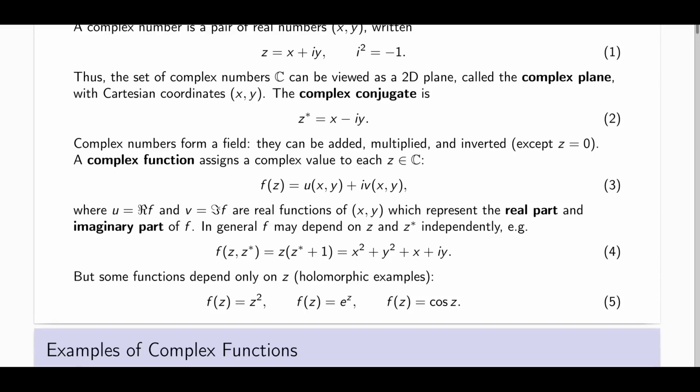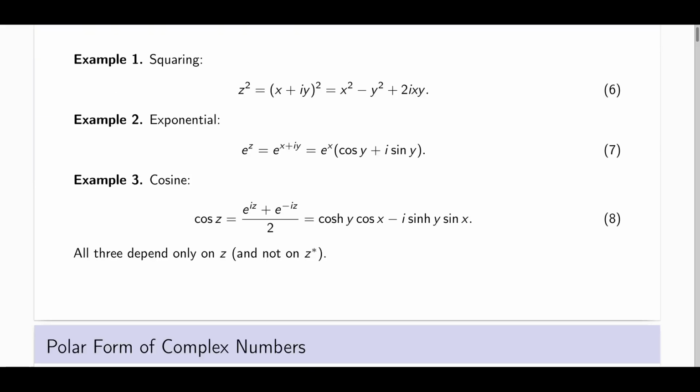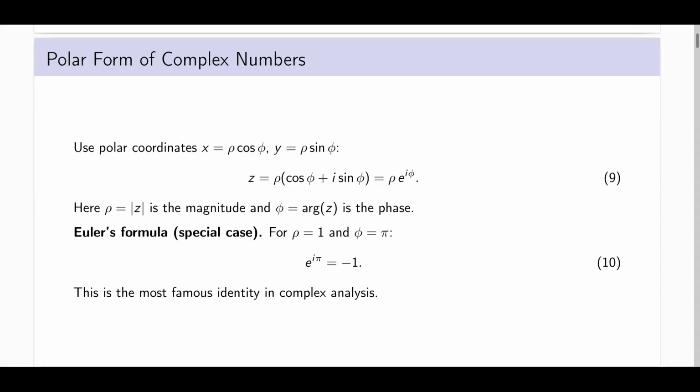We can also describe complex numbers using magnitude and angle, a polar picture that reveals their geometry. This leads to Euler's beautiful insight. Complex exponentials encode rotations in the plane, unifying algebra and geometry in a single formula.